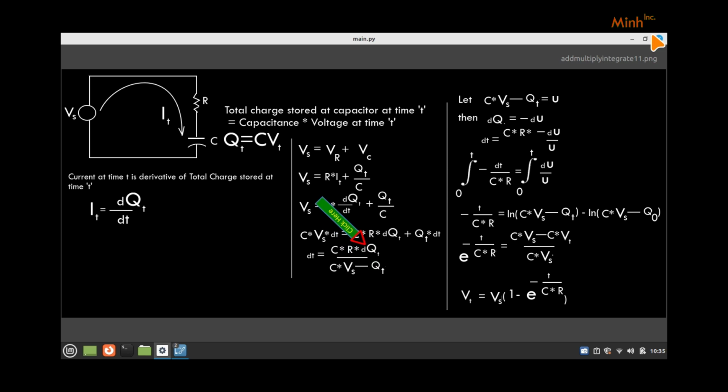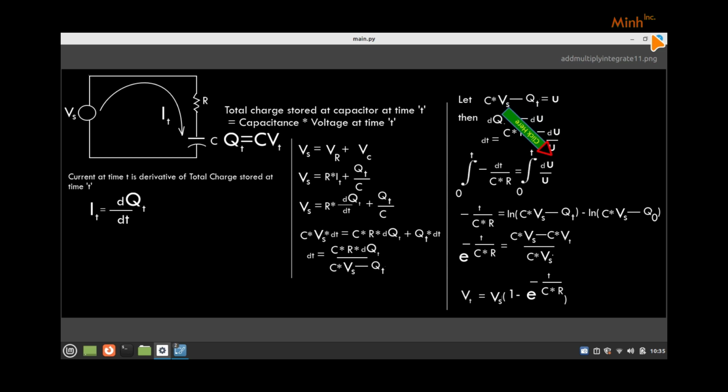Now we are trying to find the voltage across the capacitor based upon time, the theoretical voltage, what we see. Then we'll calculate the theoretical current and we'll prove it by the practical current. Okay, now this is a differential equation where we have dt and dq by (C Vs minus Q(t)). If I say C Vs minus Q(t) equals u, then dq is minus du. So it comes to dt equals CR into minus du by u.